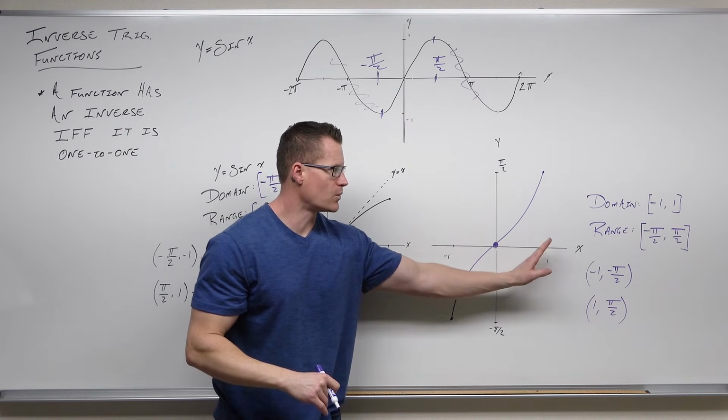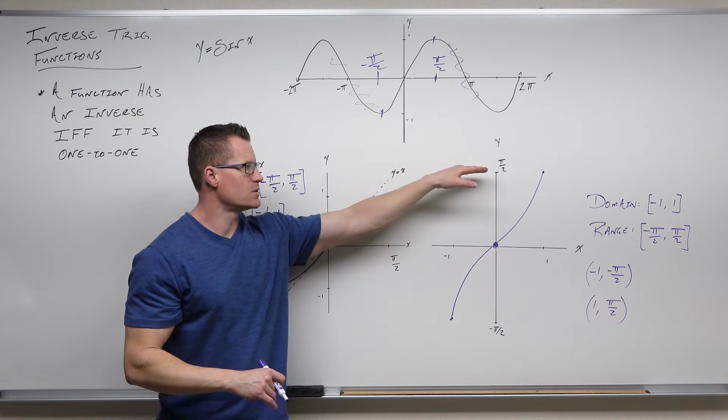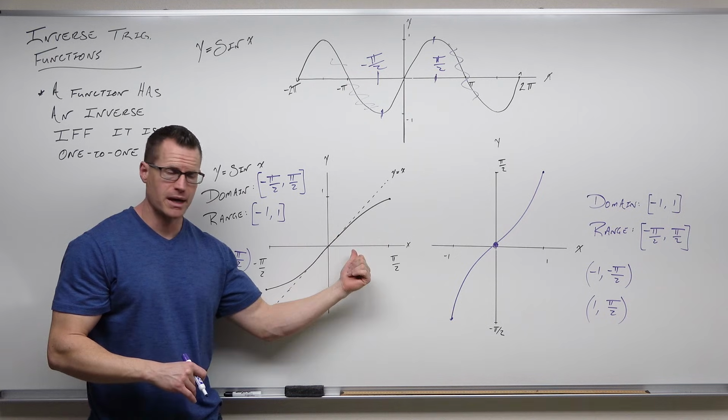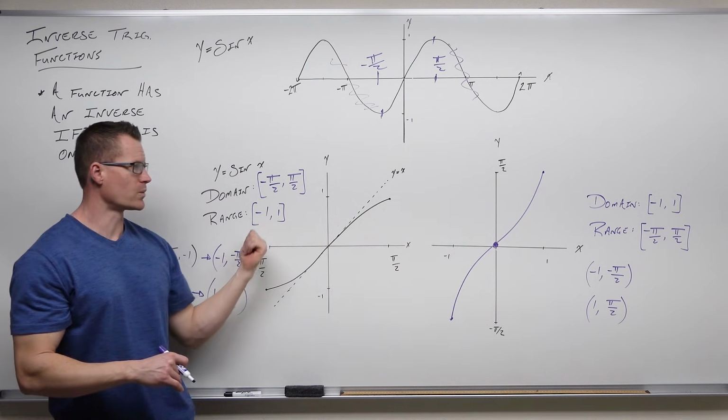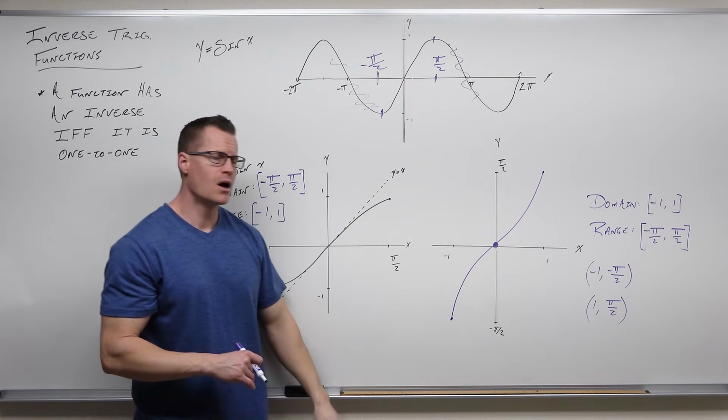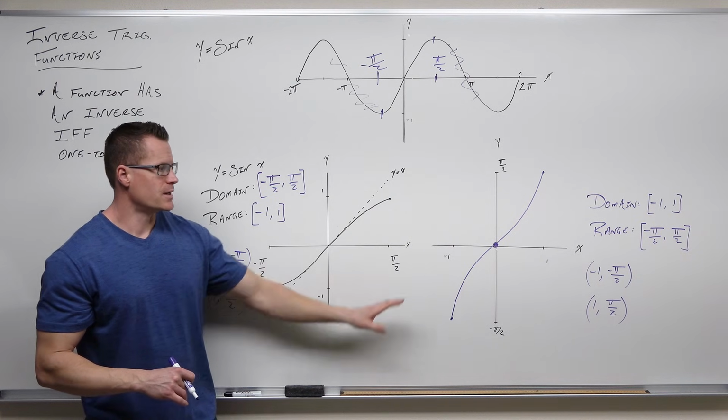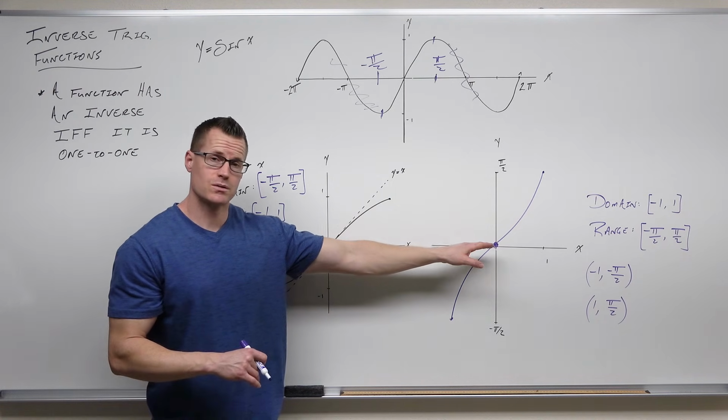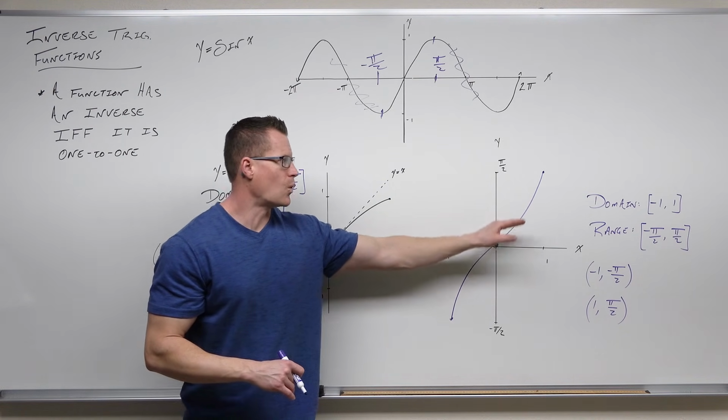So domain is negative 1 to 1. Range is negative pi over 2 to pi over 2. That's our old domain becomes our range for the inverse. Our old range becomes our domain for our inverse. Our key points are now different. Negative 1, negative pi over 2, 0, 0 for sure still. And then 1 comma pi over 2.